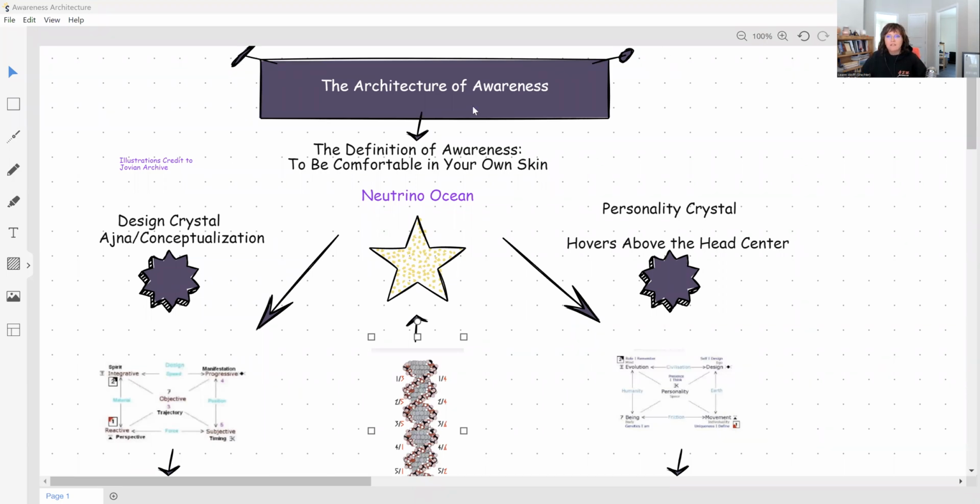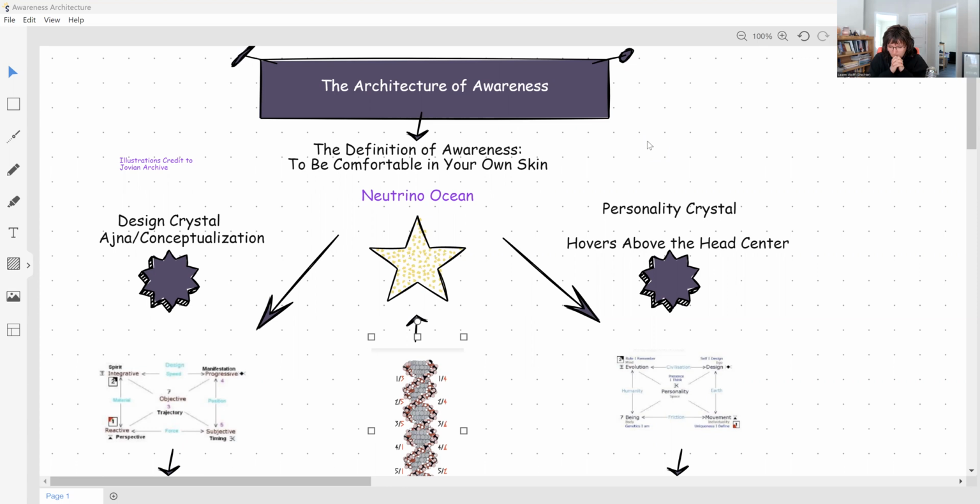So the architecture of awareness, the definition of awareness is actually to be comfortable in your own skin. How can you be comfortable in your own skin? Not letting the distractions pull you off center. And we're going to talk about what center is. So once you're in center and you are fully immersed in your center, whatever is going on in the world, it cannot make you feel uncomfortable in your own skin. It can't, because you're so centered.